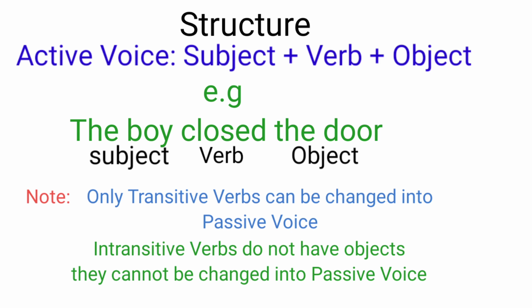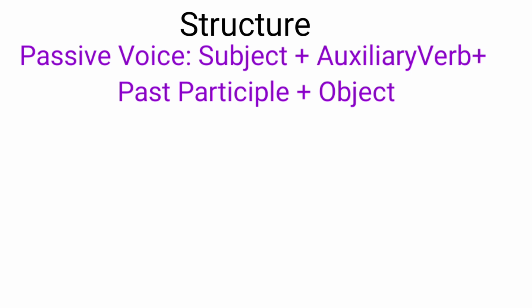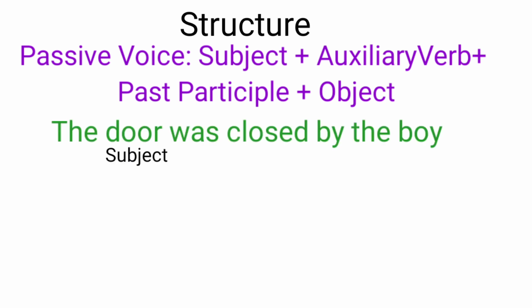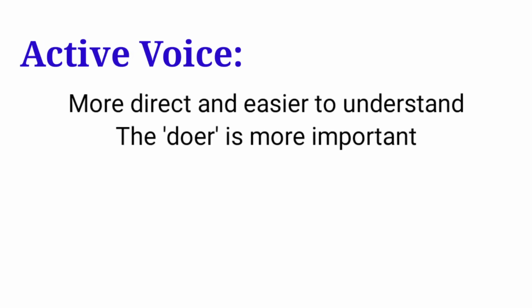Now, the structure in the passive voice. Subject plus auxiliary verb plus past participle. The door was closed by the boy. The door is the subject, was is the auxiliary, closed is the past participle, and boy is the object.